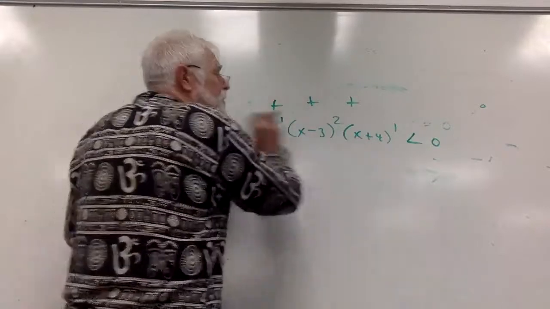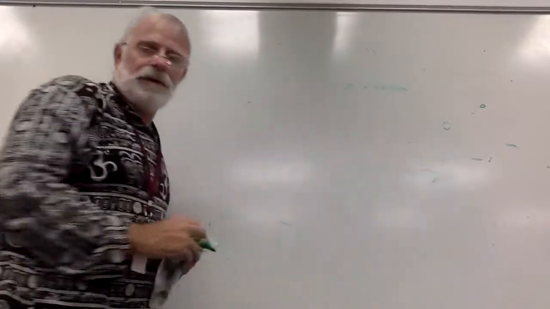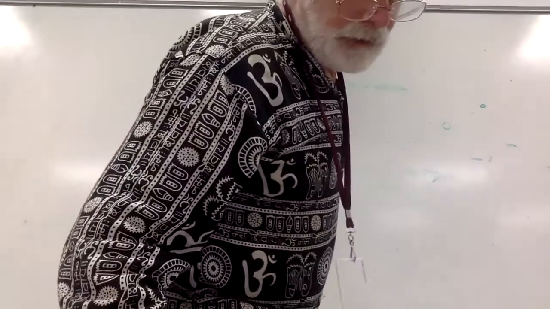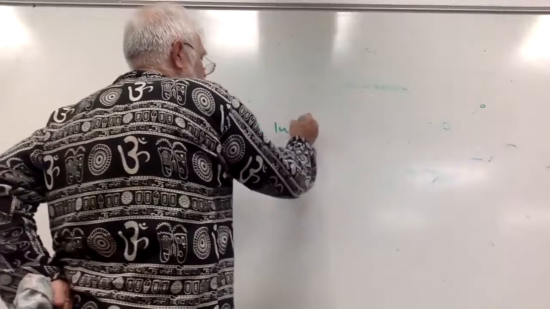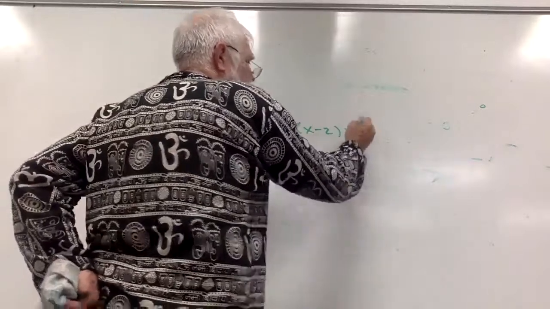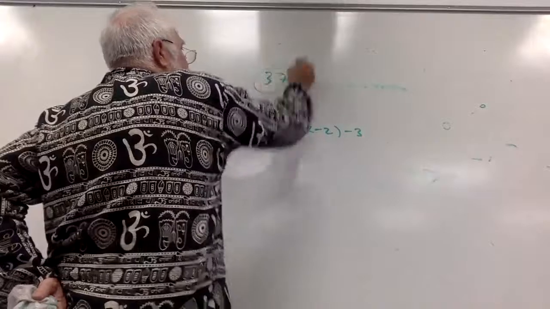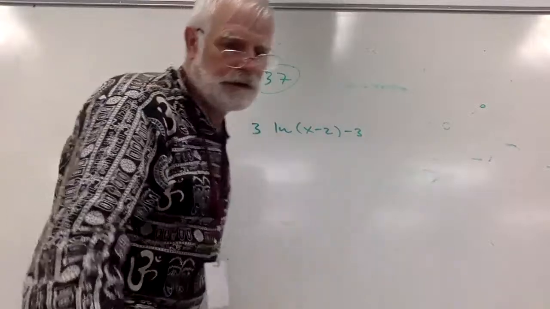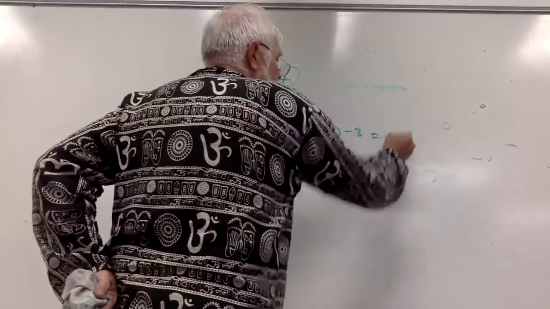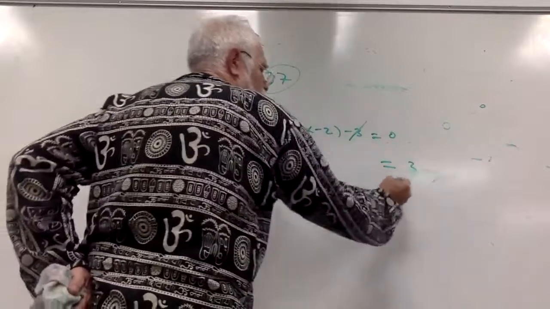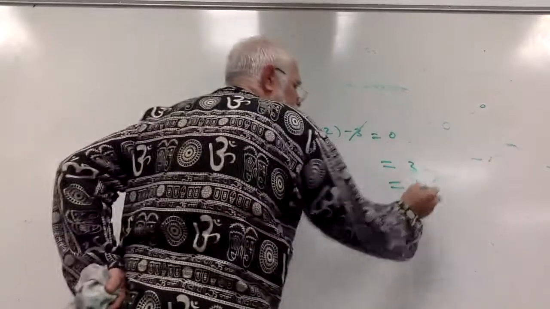All right. We got a good chunk. We got about 75% of the term in front of us. All right. Solve 3 ln of x minus 2 minus 3. And this is problem number 37. And it equals 0. So what can I put there? -3 becomes +3. What can I do next? Divide by 3 becomes 1.